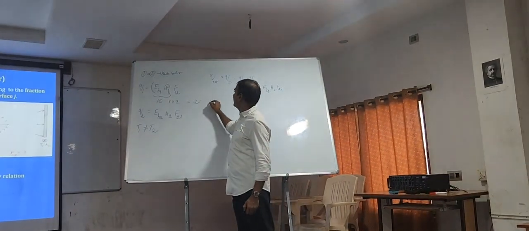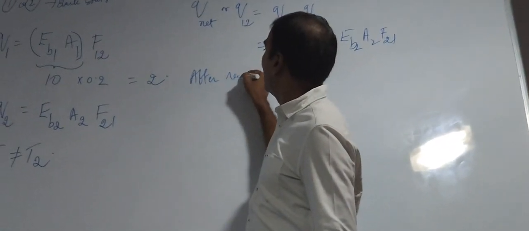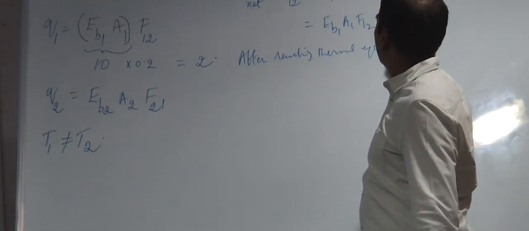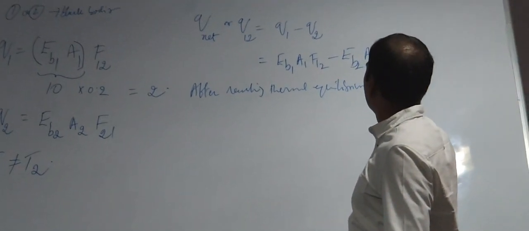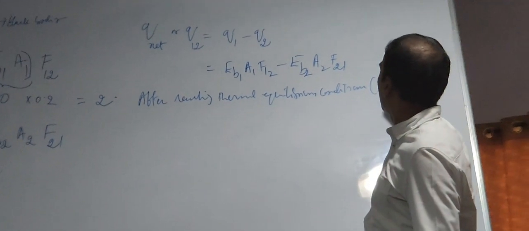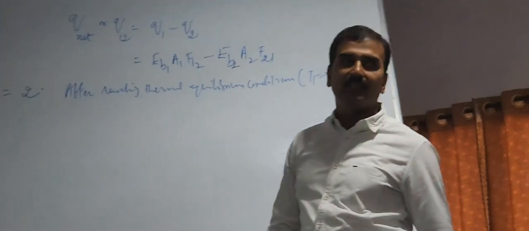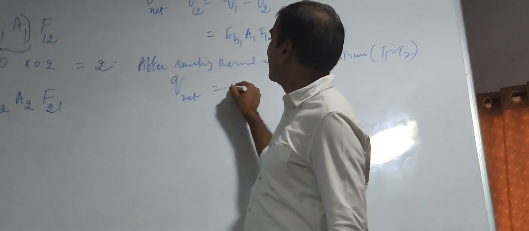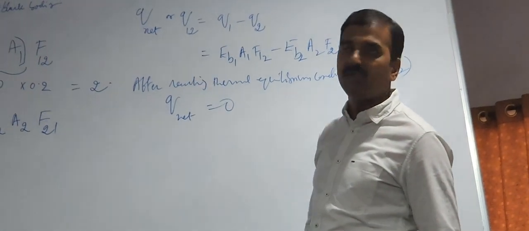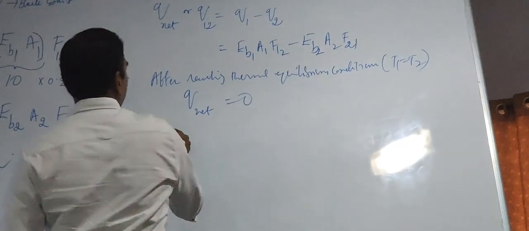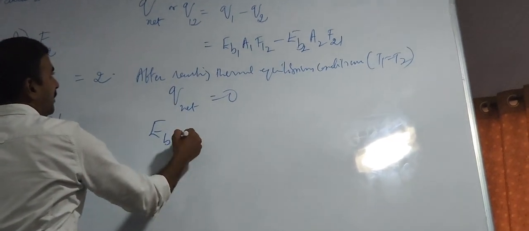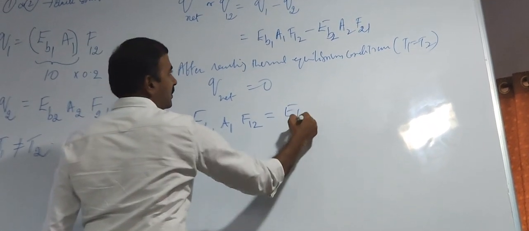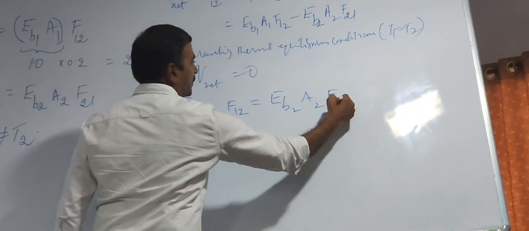Now, after reaching thermal equilibrium condition, what does it mean? Temperature of both bodies become equal. So in that condition, what happens to Q net? The net energy exchange is 0. So in that case, what can you write this as? EB1 A1 F12 is equal to EB2 A2 F21.